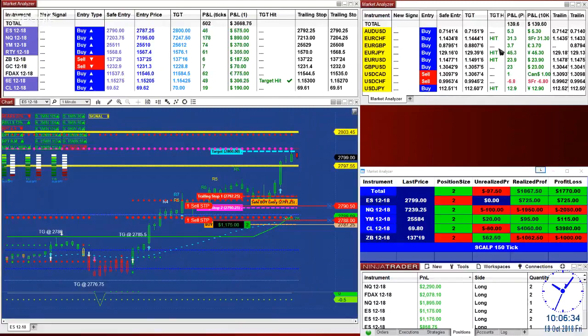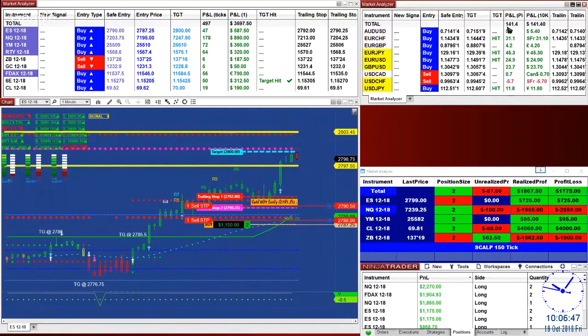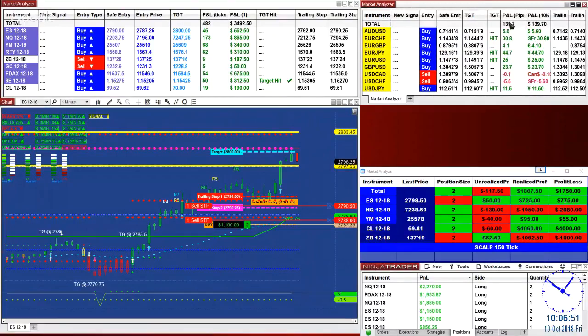The same thing you can do with the stocks and Forex, 1 minute, and then you have the entry, target, and pips. As an example, right now we have a lot of targets hit, and the market analyzer is based on a micro account, and right now we have 140 pips in profit on the Forex.